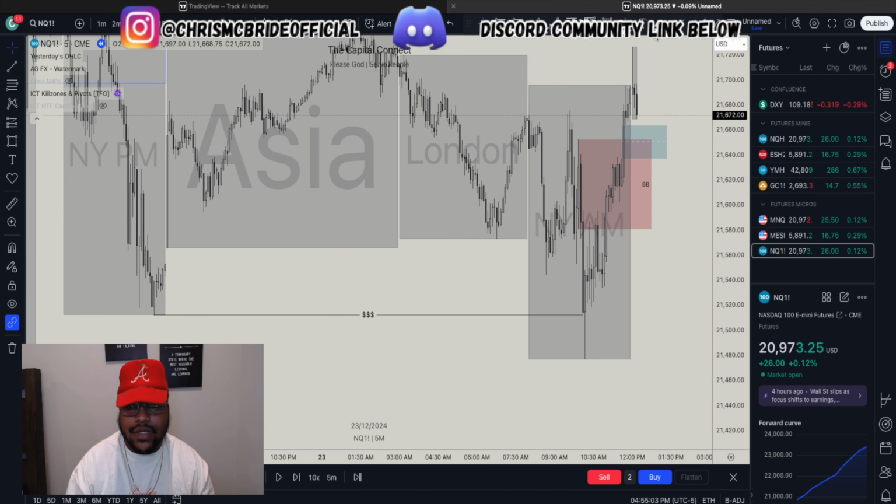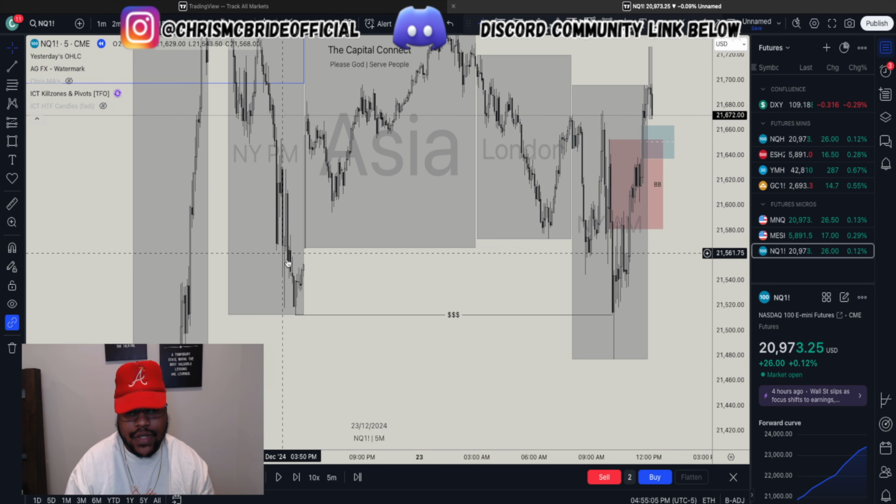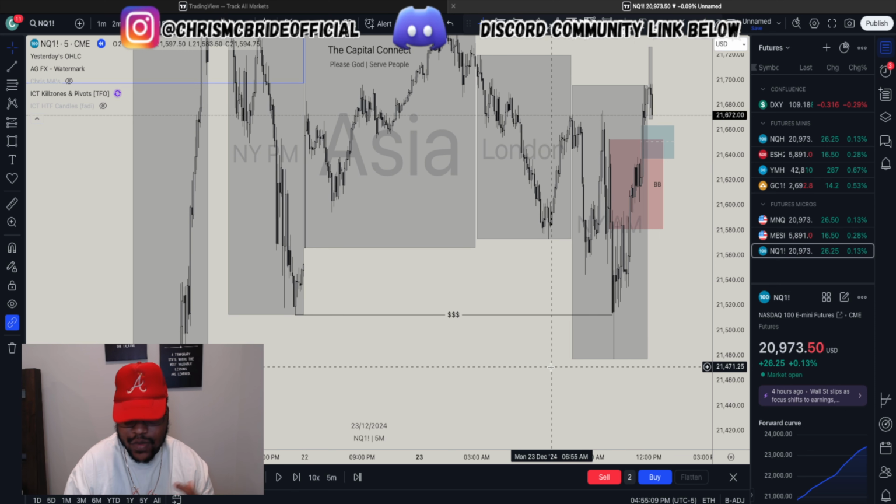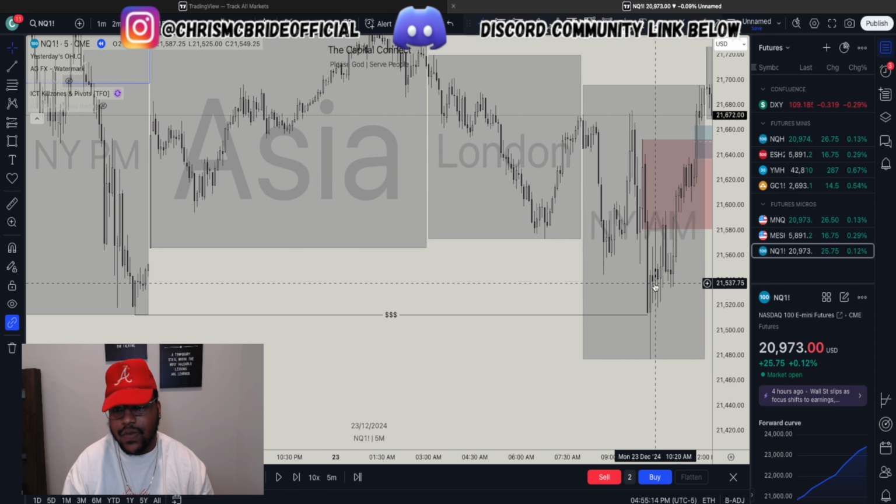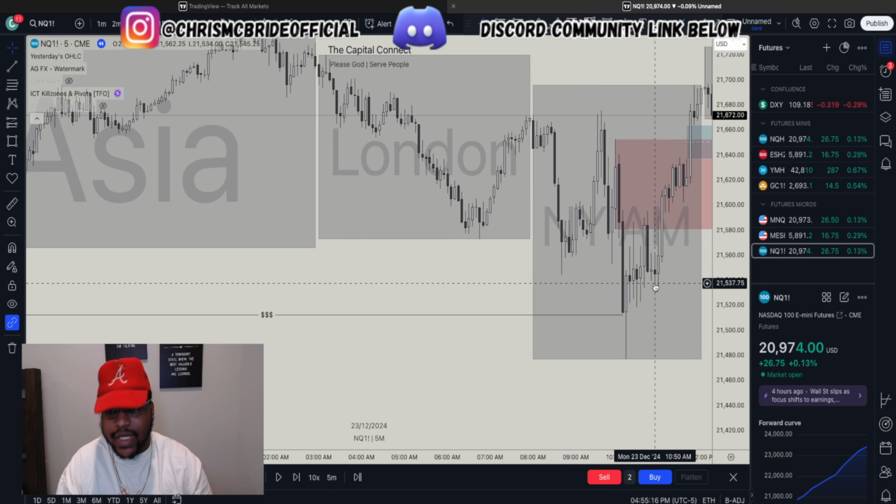Right. So I see that we sweep the previous day's PM session low. We don't get a candle close below that. It's a wick, which is beautiful to me because that's looking like a liquidity sweep. So now I'm just waiting to see, okay, what is price going to do?